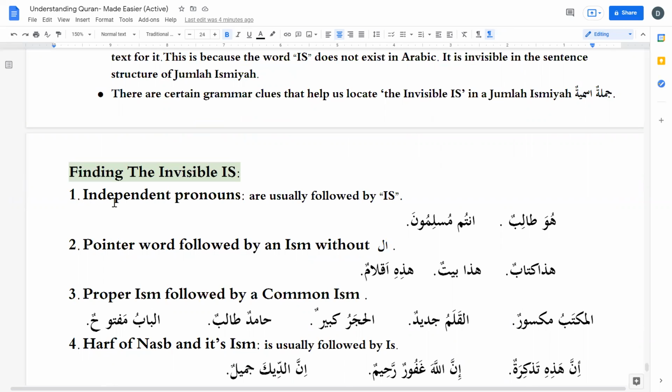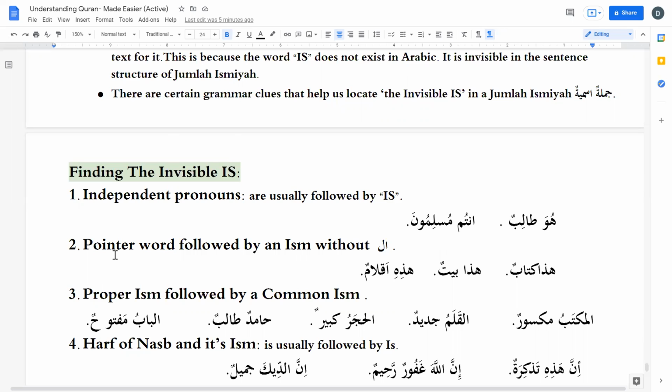Whenever we see an independent pronoun starting a Jumlah Ismiyah, the independent pronoun is the Mubtada. Just after that, there is "is" in translation. Huwa talibun. He is a student. So independent pronouns are usually followed by "is". Antum Muslimuna, you all are Muslims.